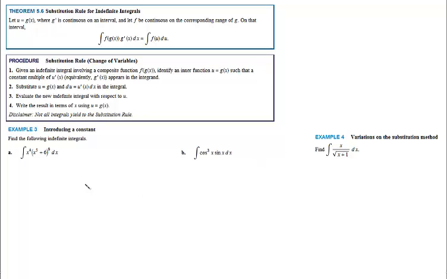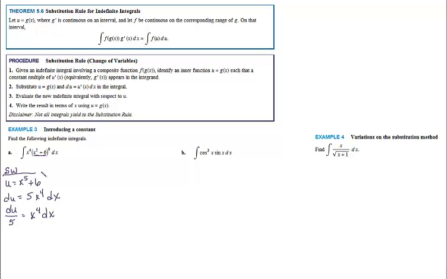Alright, let's try these next guys. I'm seeing the inside as being that guy right there, so let me get my side work going here. u equals x to the 5th plus 6. That would give me du equals 5x to the 4th dx. Okay, that would give me du over 5 equals x to the 4th dx.